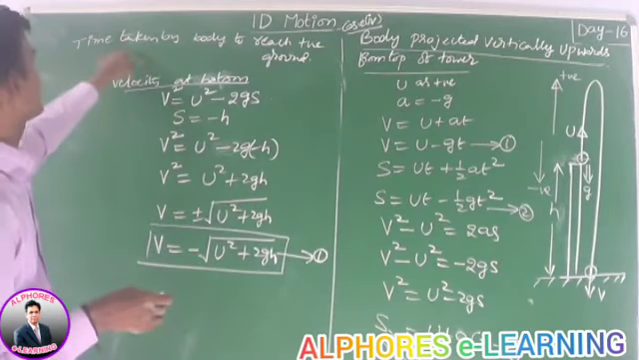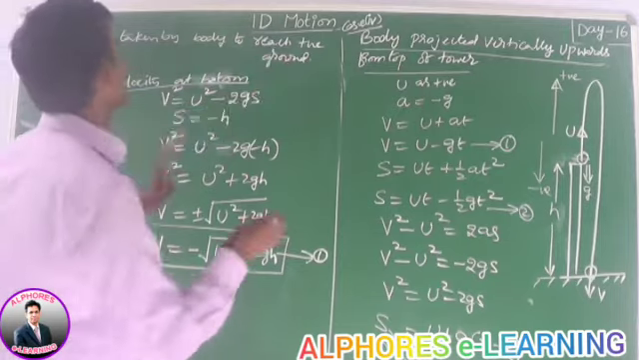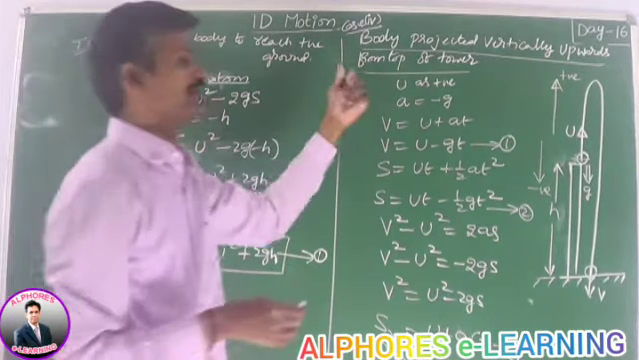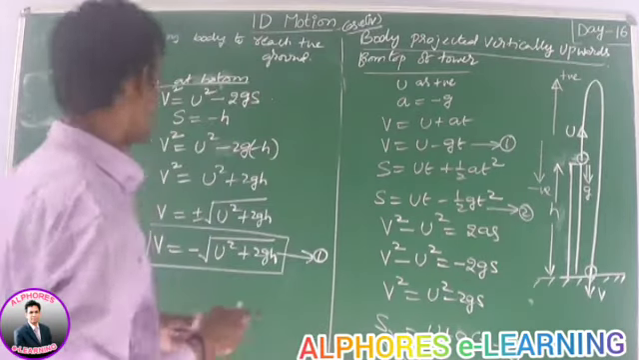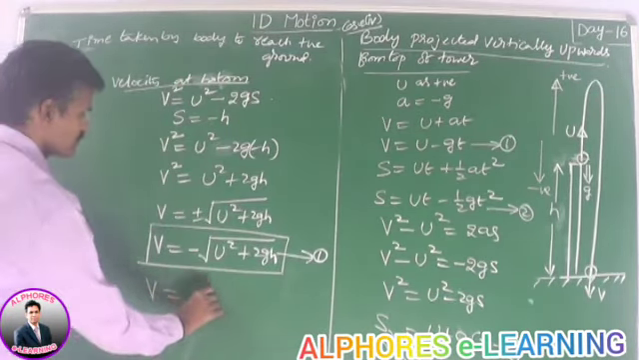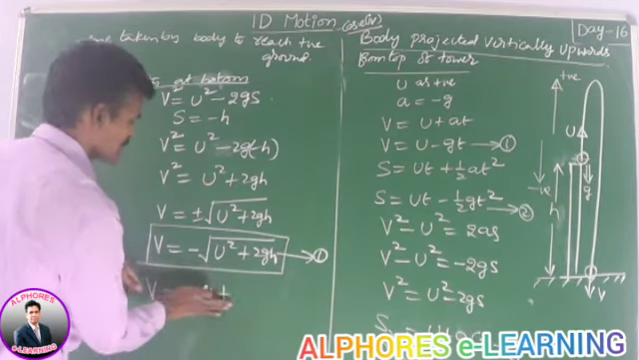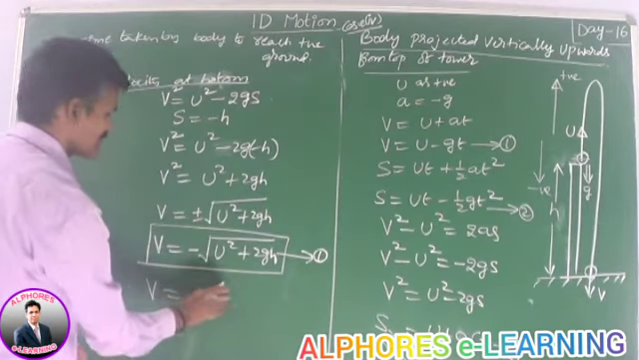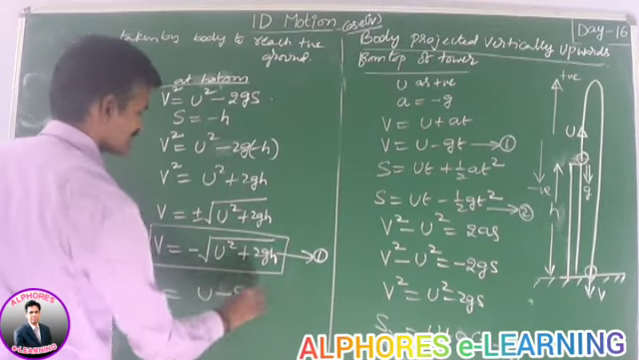I want to calculate the time taken by the body to reach the ground. To calculate this, I am using the first equation, v equal to u plus at. If I know the velocity, then I can use v equal to u plus at, which changes to u minus gt in our case. So this is the time.